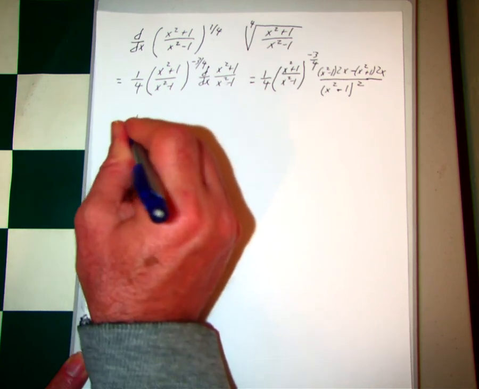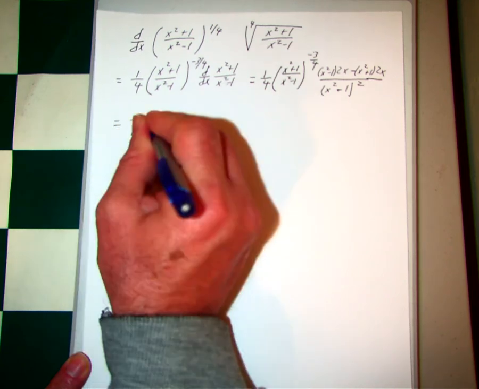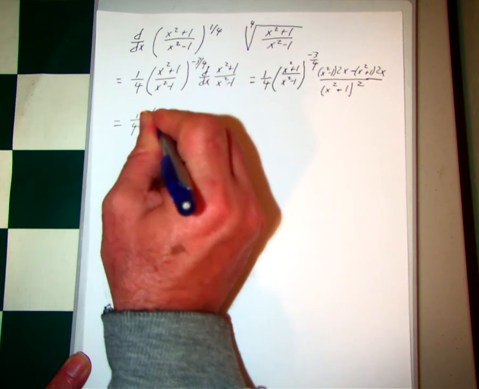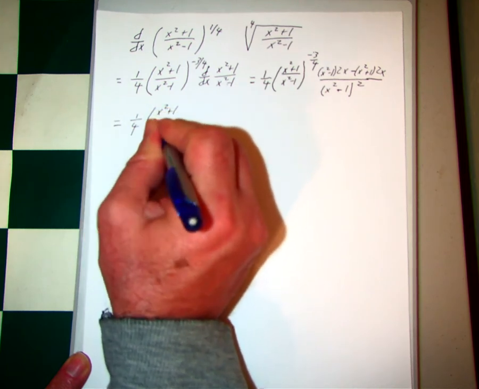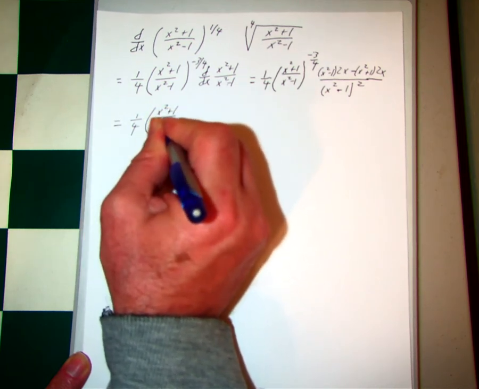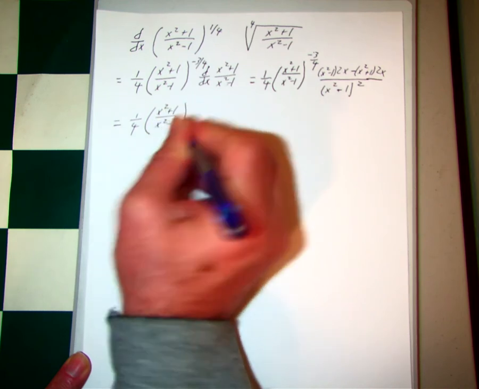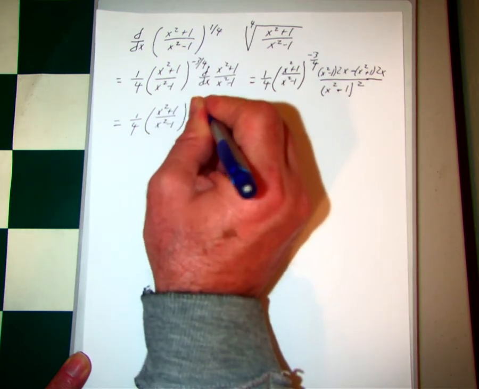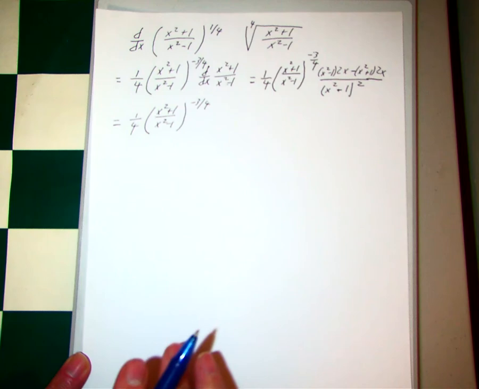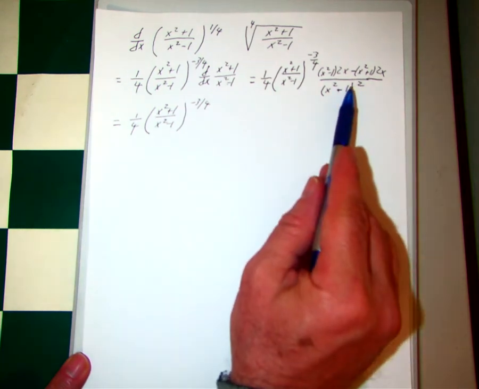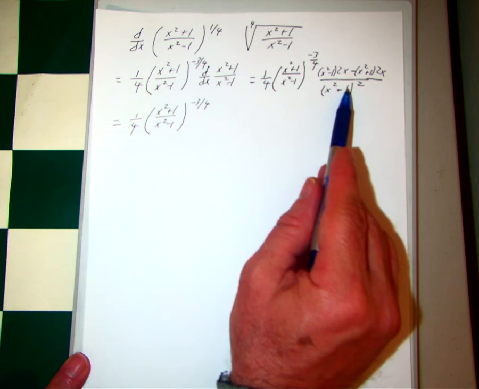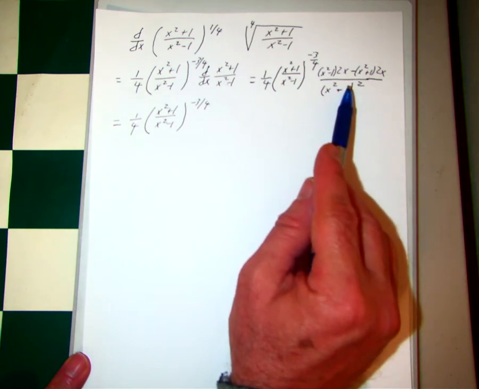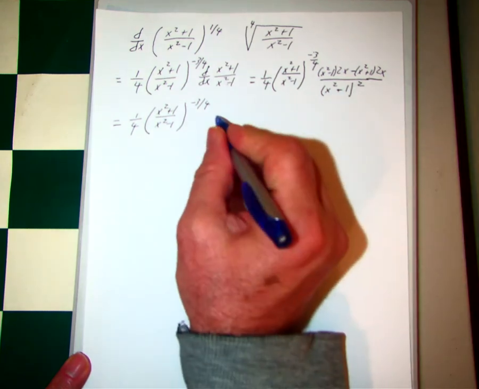Okay, we have 1/4 times x squared plus 1 over x squared minus 1 to the minus 3/4. Now again, this just turns into a massive algebra problem really. You were done with the calculus at this stage of the problem. All right, but there's still quite a bit of simplification to do. Now, that will involve collecting like terms here.